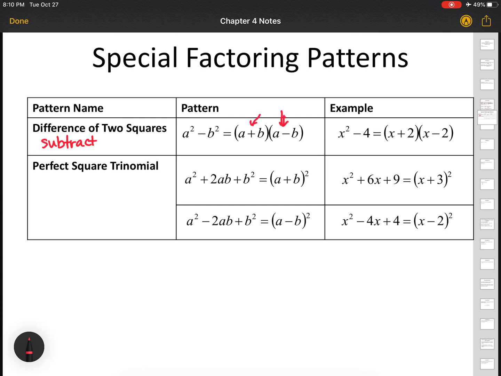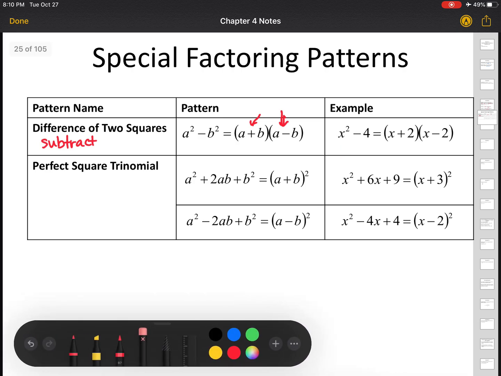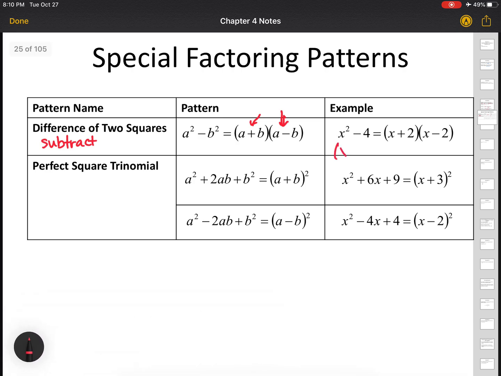So for example, I have here x squared, which is a perfect square all on its own. And we're subtracting out 4. Well, that's a perfect square too, because 2 squared is 4. So in the end, my factors are x minus 2 and x plus 2.